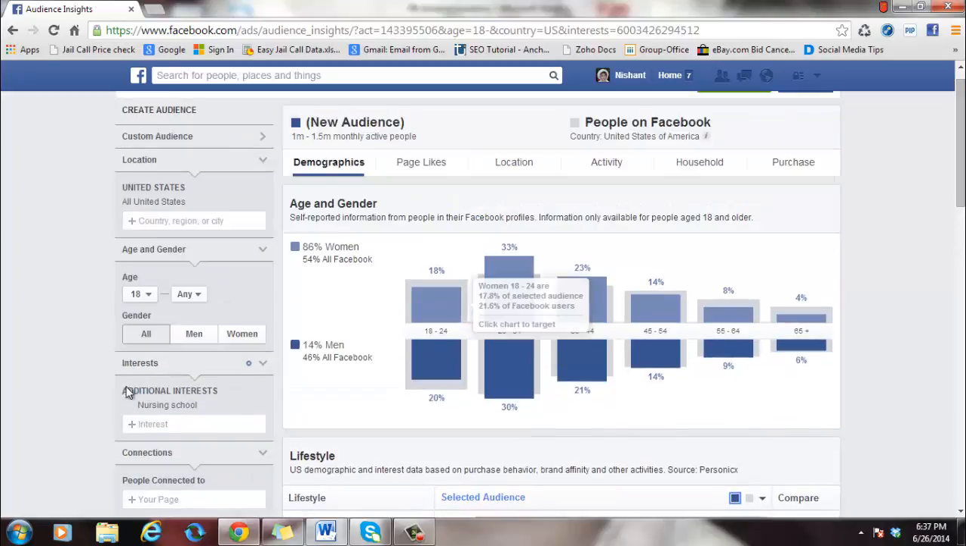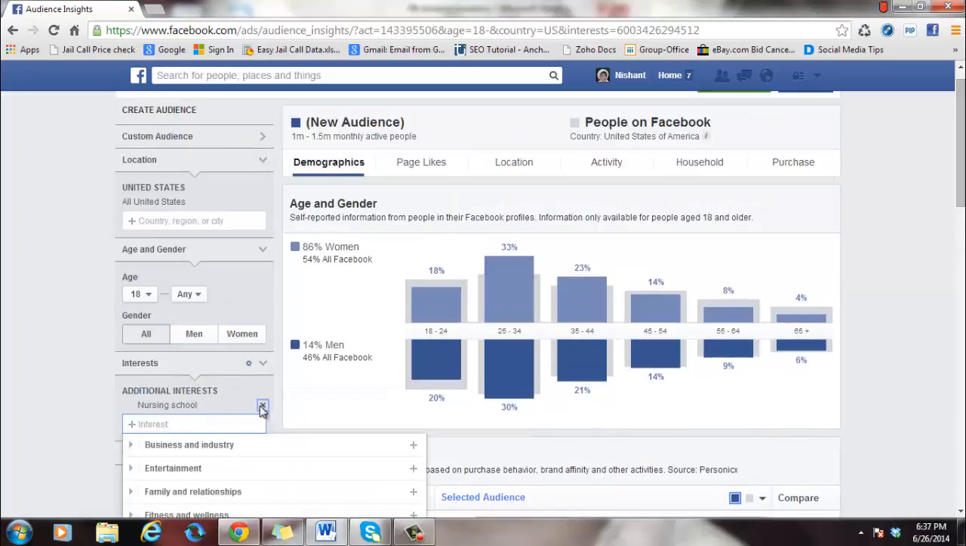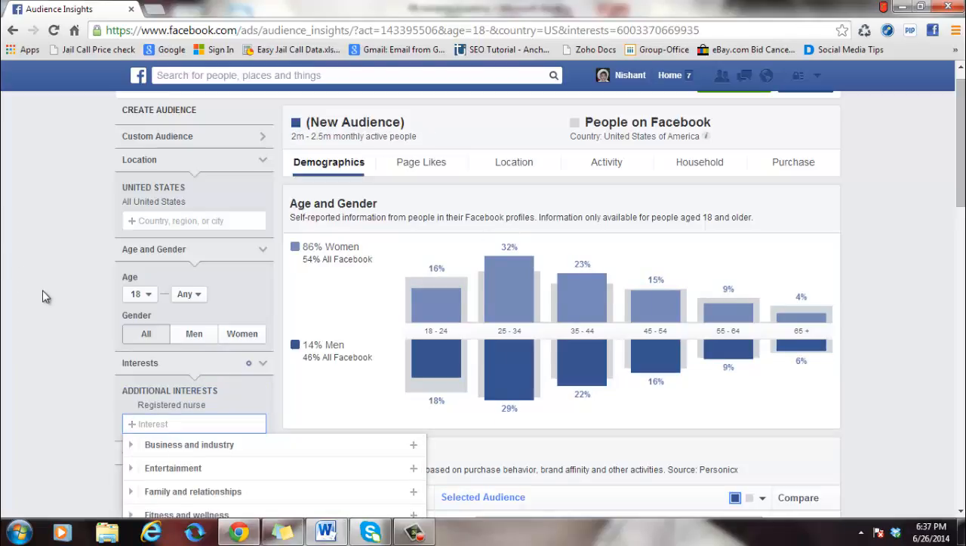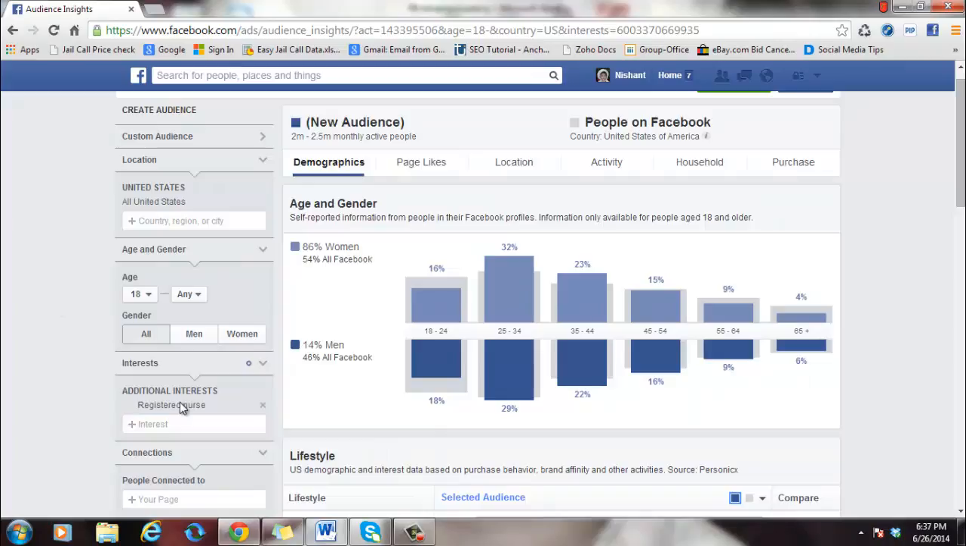Okay, so once you enter your interest over here, which let's say we want to do nurse, I guess registered nurse. Once you insert that information here, you could pretty much choose any keyword you want, depending upon your niche. But for the sake of this example and this training, we'll focus on registered nurse.